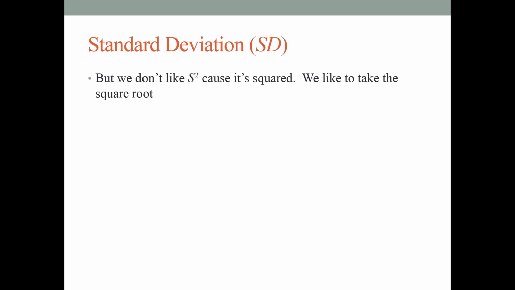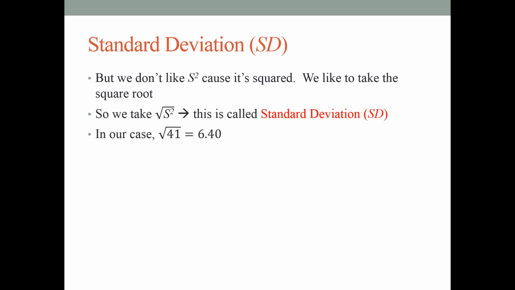All right. And as we said, we don't like a square, so we like to take the square root. So this is called standard deviation. In our case, the square root of 41 is 6.4. That's the standard deviation. And the formula is this, just so you know. This is a square root of the whole thing.